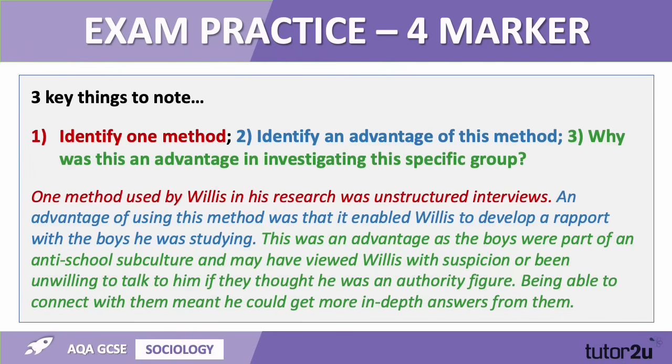So in red, we have our one method. One method used by Willis in his research was unstructured interviews. In blue, we have our advantage of the method. An advantage of this method was it enabled Willis to develop a rapport with the boys he was studying. And then in green, why was this particularly an advantage for this specific group? It was an advantage as the boys were part of an anti-school subculture and may have viewed Willis with suspicion or been unwilling to talk to him if they thought he was an authority figure. Being able to connect with them meant that he could get more in-depth answers from them. So there we are, a good 4-marker that we have divided up so you can see where those marks have been.